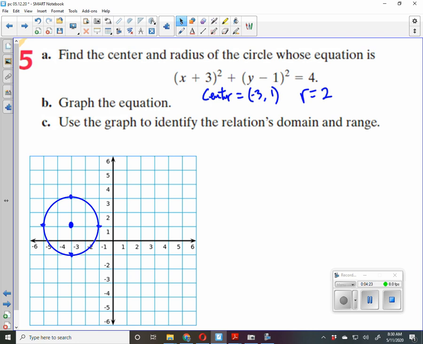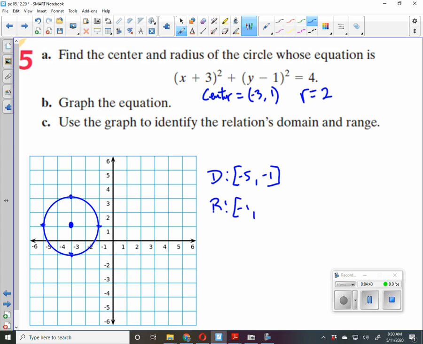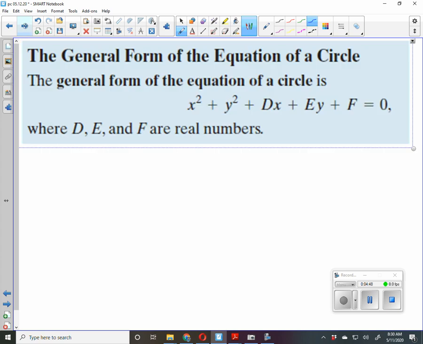Close enough, right? Use the graph to define the relation's domain and range. The domain is from negative 5 to negative 1. Those are your x values. The range are your y values, from negative 1 to 3. All right, the general form of the equation is written in this form. This is kind of interesting. In order to do this, I'm going to have to remind you briefly how to complete the square.